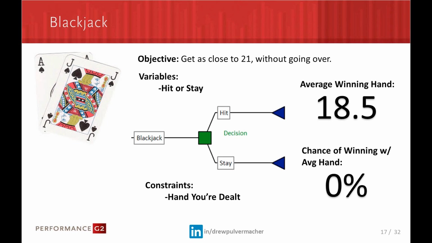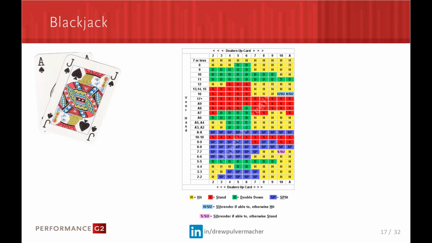So in relating this back to blackjack, let's say that you had a hand of 13. You know that the average winning hand is 18.5. What are you going to do? It depends on what the dealer has. If the dealer has a 6, you know immediately that you stay. How do you know this?